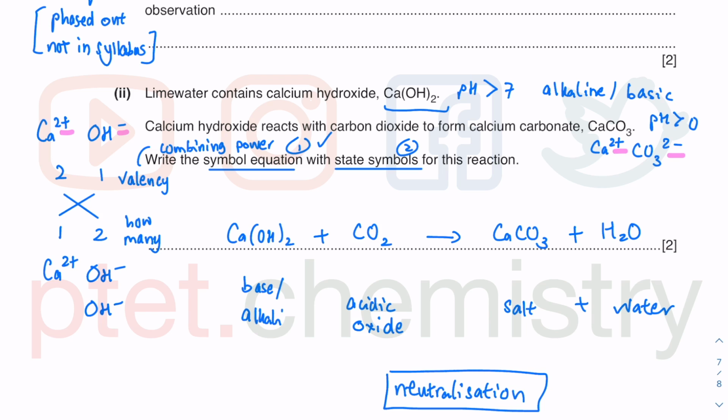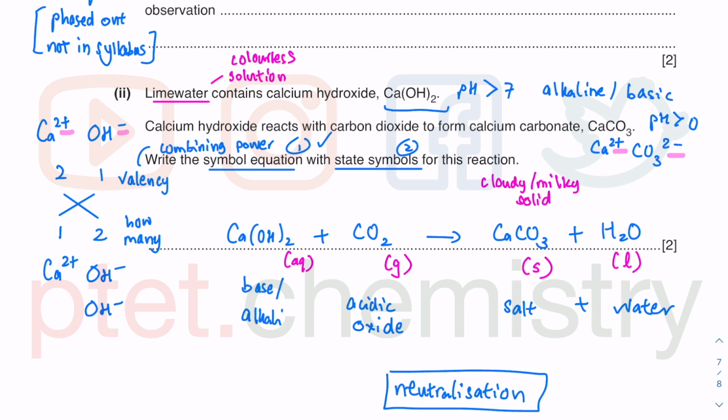However, that is just number 1 done. State symbols: calcium hydroxide is aqueous because it's lime water. It's a colorless solution, so it's aqueous. The gas coming in is carbon dioxide. Test for carbon dioxide using lime water. The lime water goes milky, goes cloudy. So this is your cloudy or your milky precipitate. So it's a solid. And you also produce liquid water, which is a colorless solution. And this solid is insoluble in the water. State symbols are the second bit required by this question.